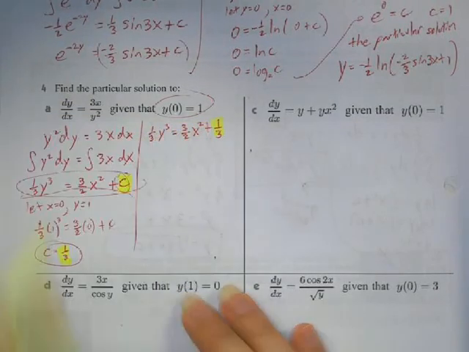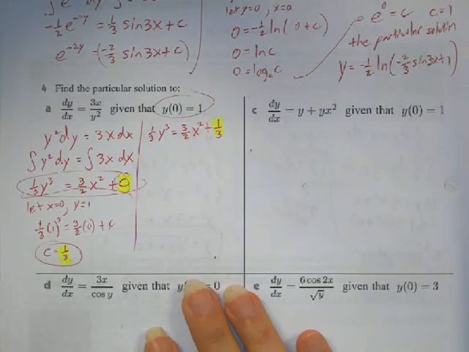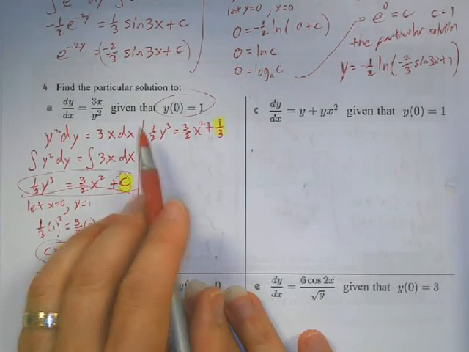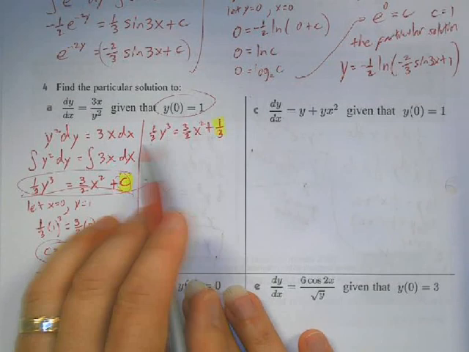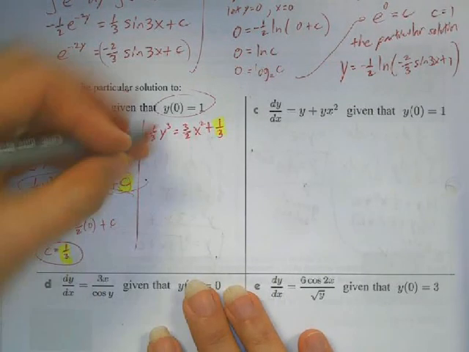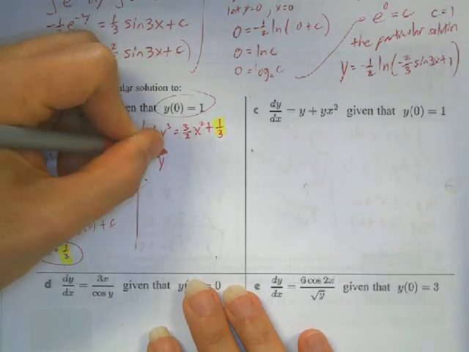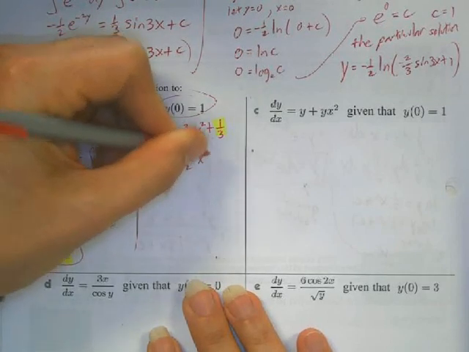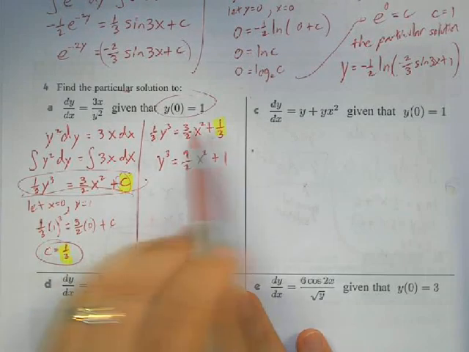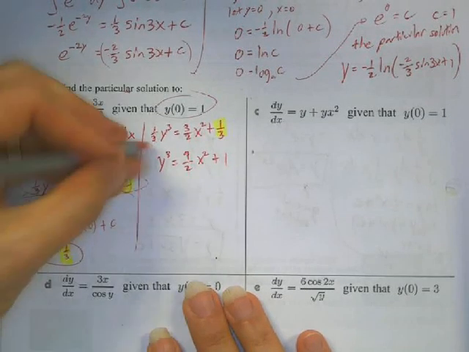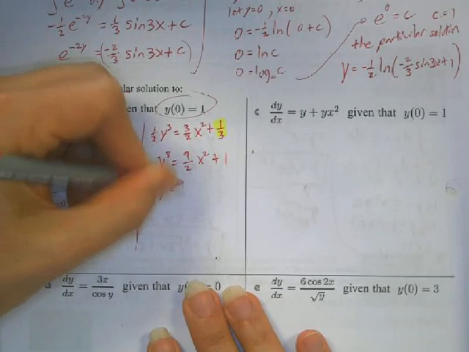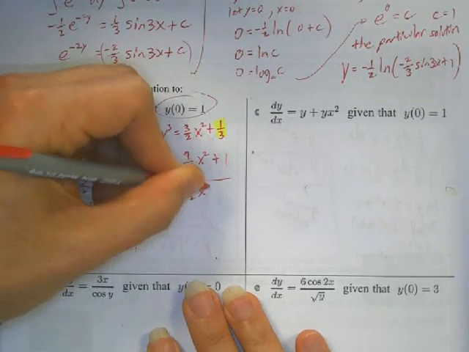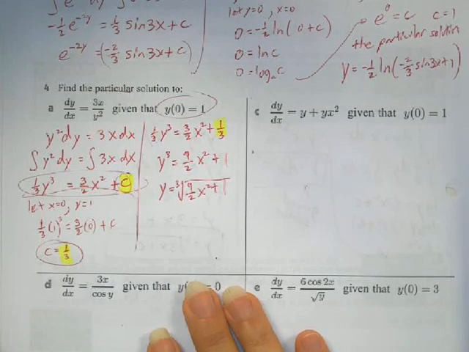Okay, and now everything is divisible. We're trying to solve for y, right, to get our particular solution. So we multiply everything by 3, and we get y cubed equals 9 over 2 x squared plus 1, because I've multiplied everything by 3. And then I take the cube root, and we get y equals the cube root of 9 over 2 x squared plus 1.